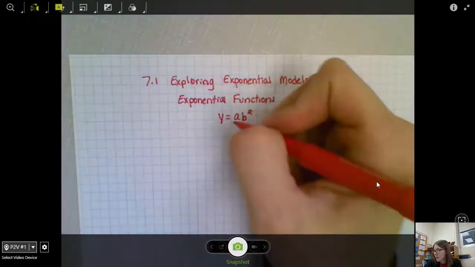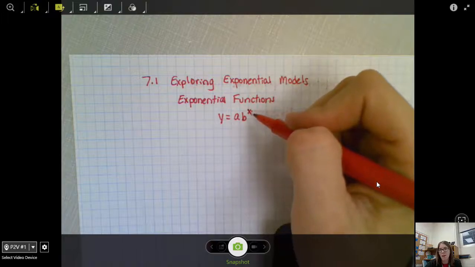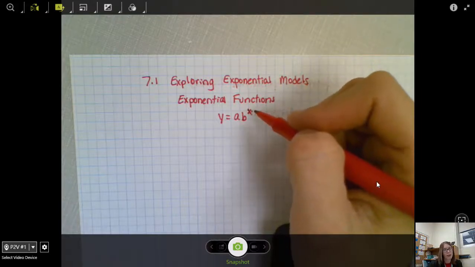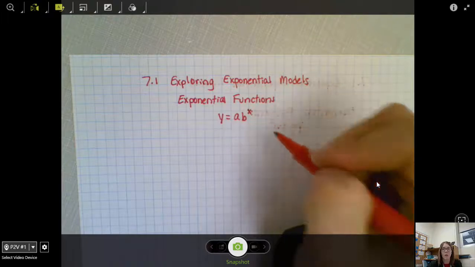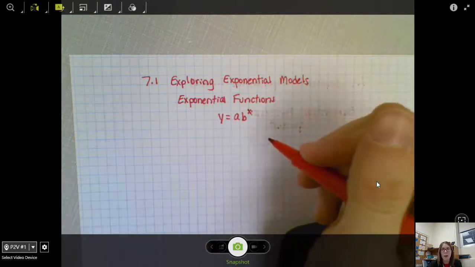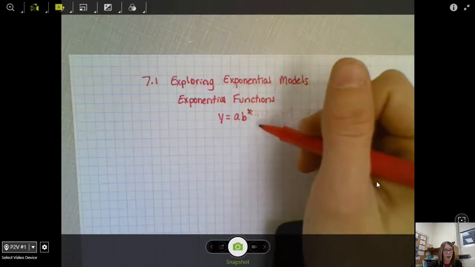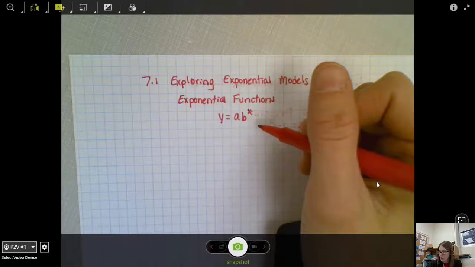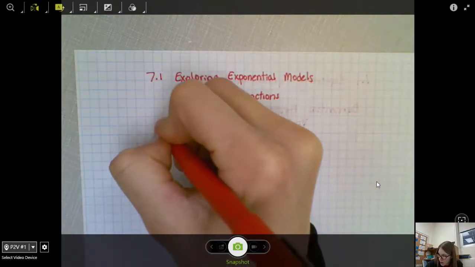Just looking at this form, the biggest thing to notice is that our variable x is the exponent. Before, with quadratic functions, we had an exponent there, but x was our base, x squared. With polynomials, we had x cubed, x to the fourth, but each time x was the base. Now x is my exponent, and that's going to make my function look pretty different. So let's see what our exponential function looks like.